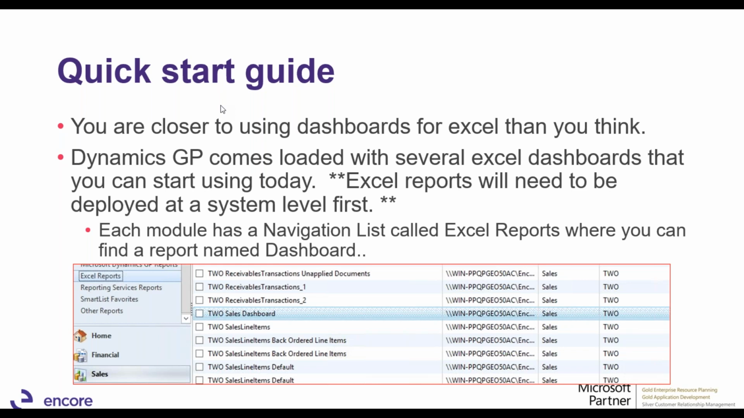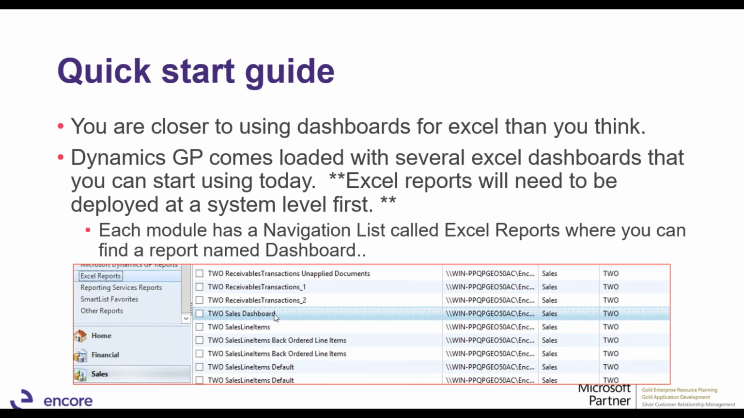So each module has a navigation list option called Reports or Excel Reports, where you can find a report named Dashboard. In my little screenshot here, we can see that under the Sales module in the navigation pane. If you're not familiar with navigation lists, we should probably do a webinar on those, because they are awesome for Dynamics GP. You can run that navigation list for Excel reports. It'll give you a listing of all the Excel reports that have been deployed in your system. You'll see for the Sales module, we have a Sales dashboard.